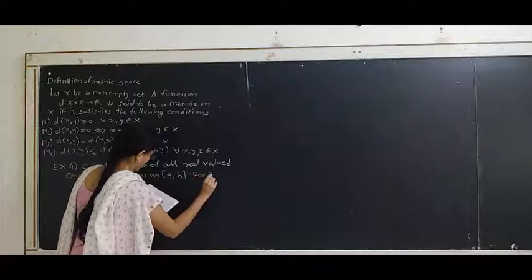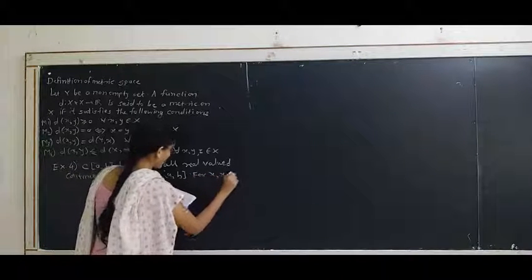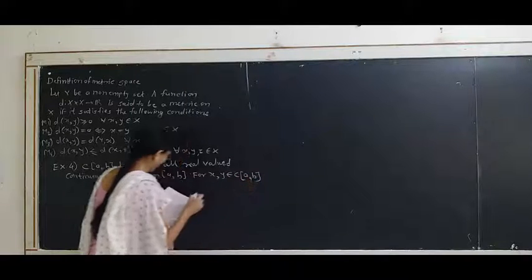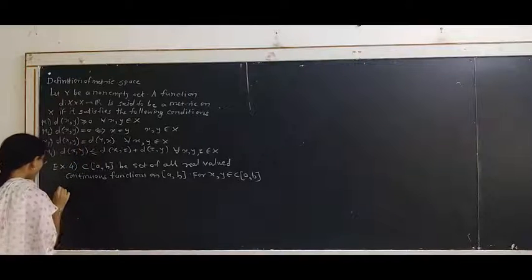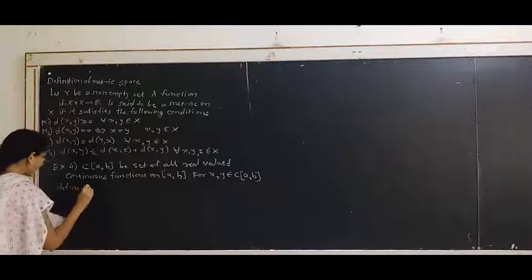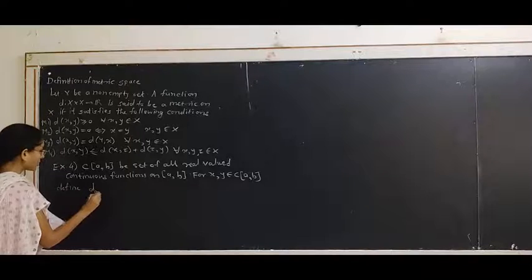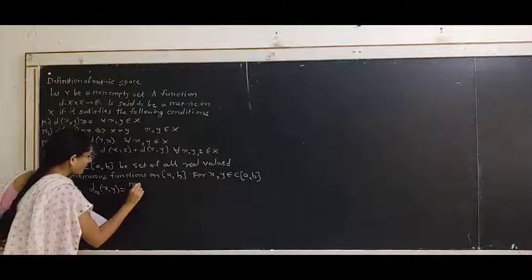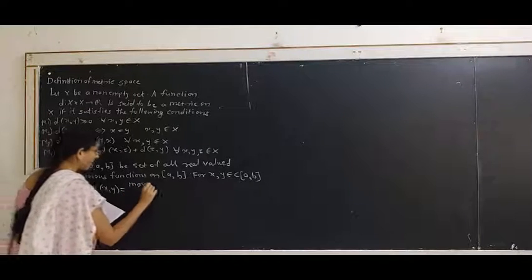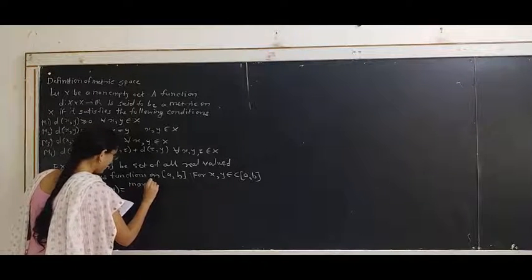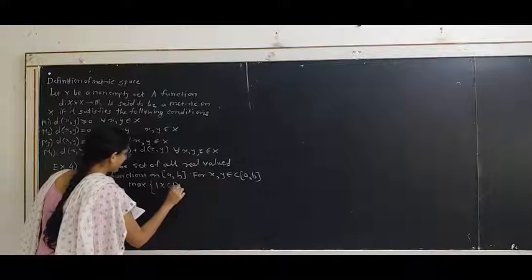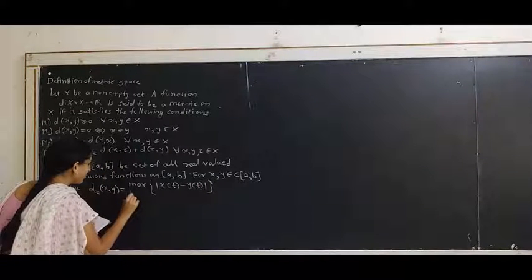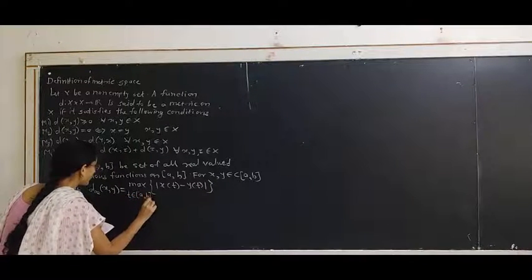For x, y belonging to C[a, b], define the metric, whose notation is d infinity of xy, equal to the maximum of mod of x(t) minus y(t), where t belongs to [a, b].